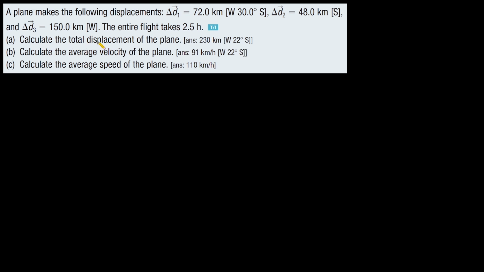A. Calculate the total displacement of the plane. B. Calculate the average velocity of the plane. C. Calculate the average speed of the plane.